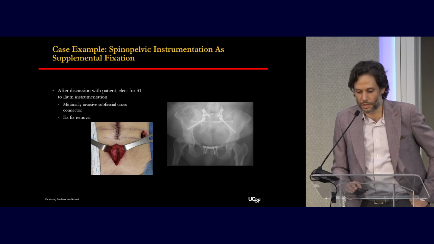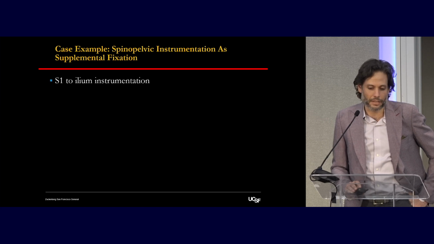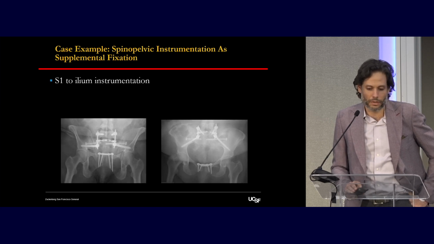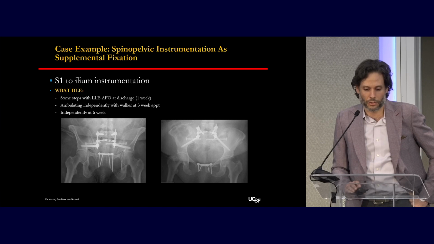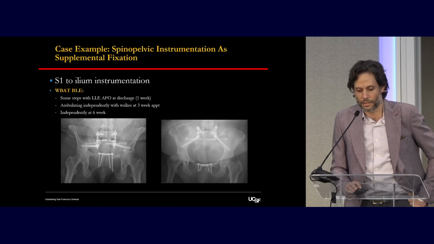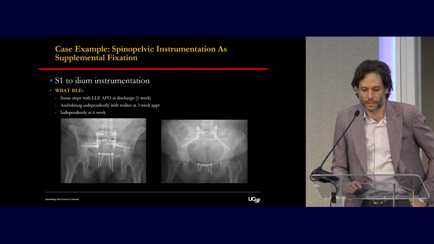Those staples are from the neurosurgery case. I don't know why their incision was so long. And then we only went up to S1, so we did not cross the lumbosacral junction. She does not need a hardware removal afterwards. We let her weight bear as tolerated initially. She was taking some steps at the end of her hospitalization and then AFO. She was ambulating independently with a walker when she came for her suture appointment, and independently without at 6 weeks, which is not terrible for an APC3, APC2.